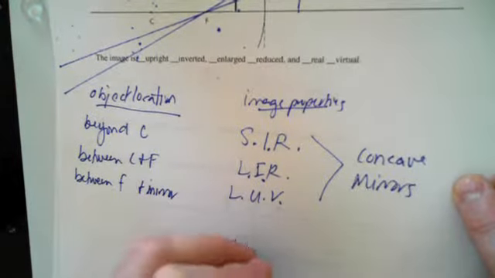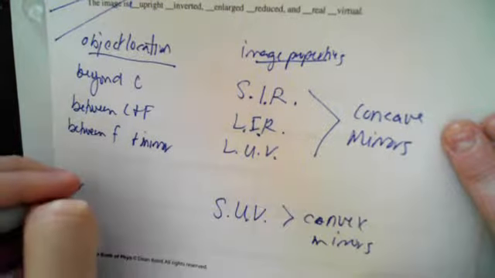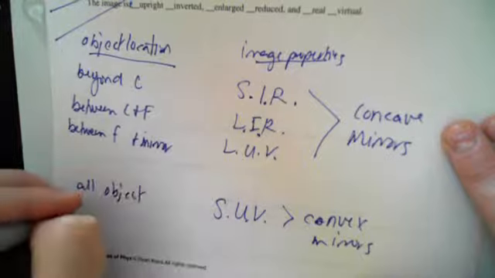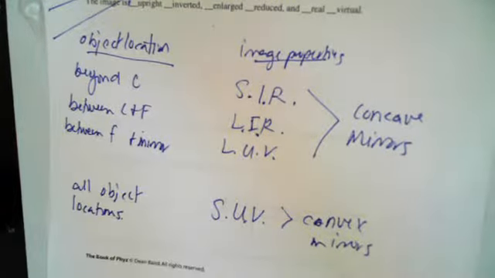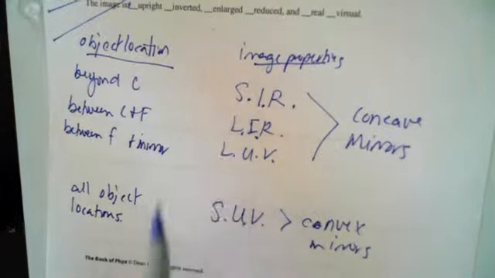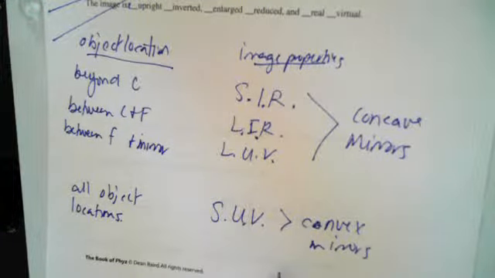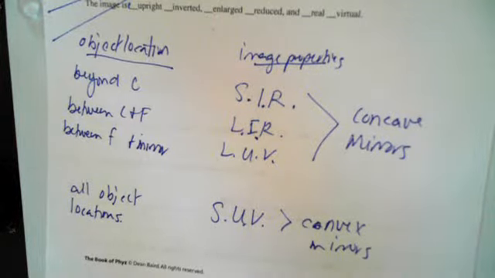So just remember that this is for concave mirrors. SUV is all for convex, for all object locations. A concave mirror is like a magnifying mirror. A convex mirror is like the mirrors you see in grocery stores or gas stations that keep you from stealing stuff. Those are convex mirrors. All right.